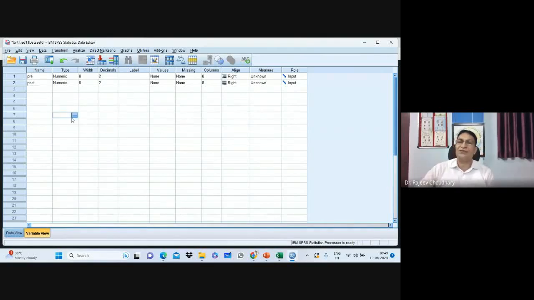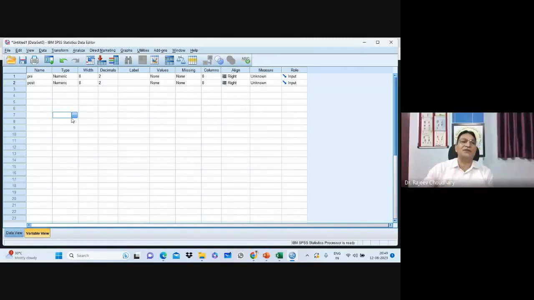Dear participants, in independent t-test, we have given the value 1 stands for males, 2 stands for females. But here, we didn't give any value. There is no need to give any label. Is it okay? Yes, sir.